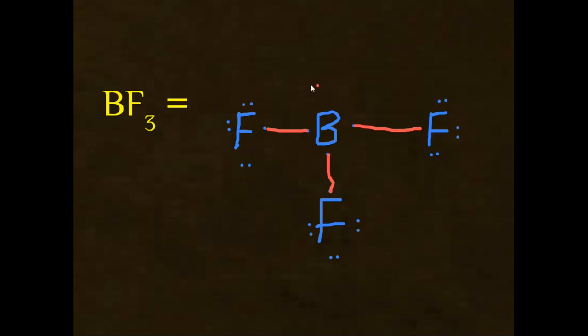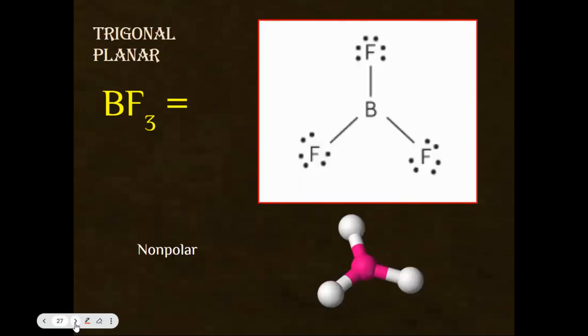There are no lone pairs on boron, so this is another example of a non-polar molecule. So we're going to call this one trigonal planar. This is the 3D structure of what a trigonal planar will look like. And again, there are no extra electrons on the center, so this is called non-polar.